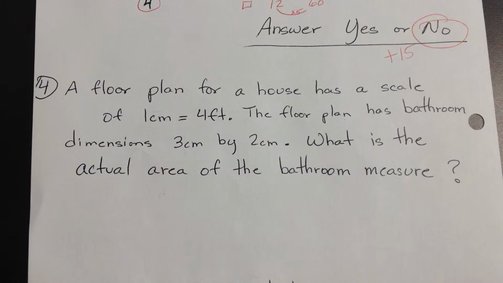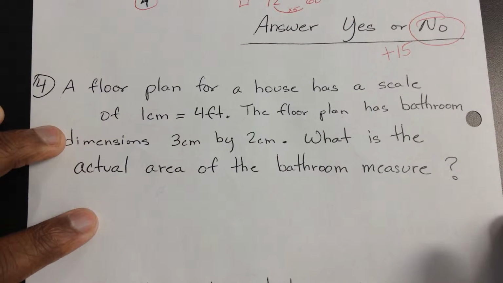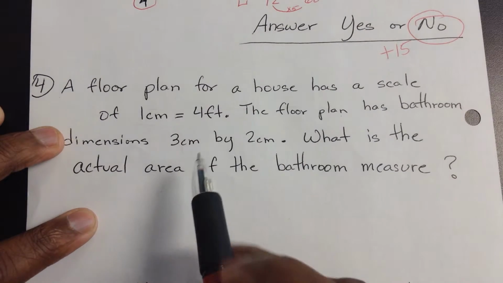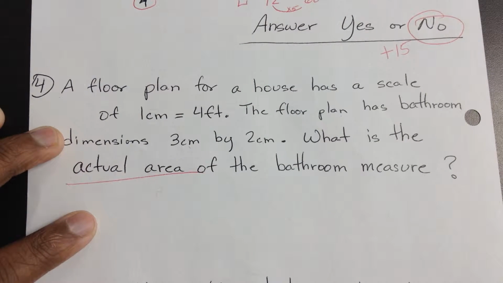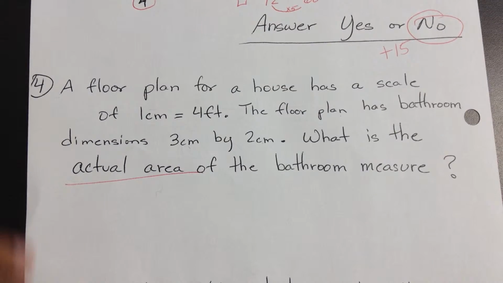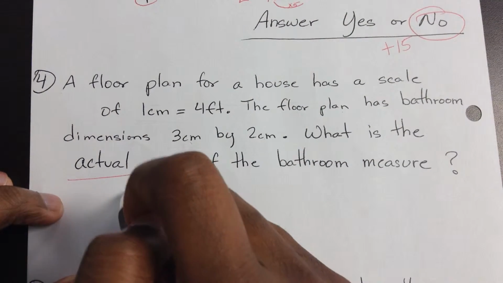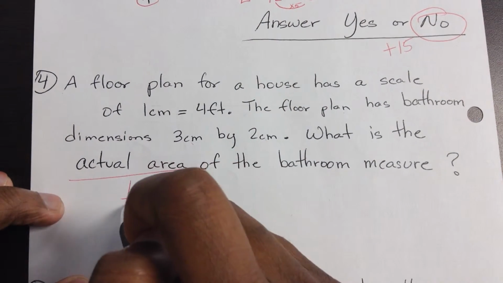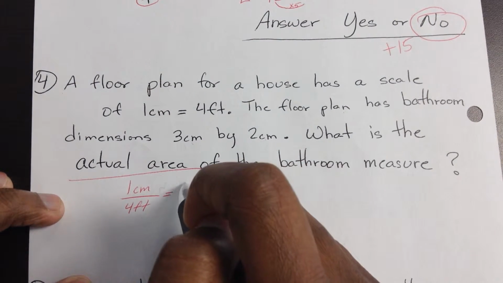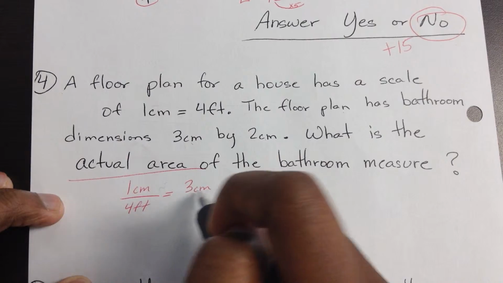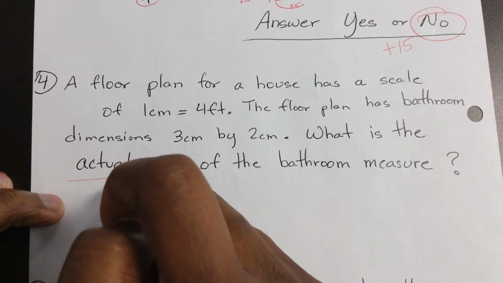A floor plan for a house has a scale of 1 centimeter equals 4 feet. The floor plan has the bathroom dimensions of 3 centimeters by 2 centimeters. What is the actual area of the bathroom? When we see that word area, it means that this is going to be a multiple step problem. So first of all, 1 centimeter to 4 feet has to be equal to 3 centimeters over x. That's going to be step 1.